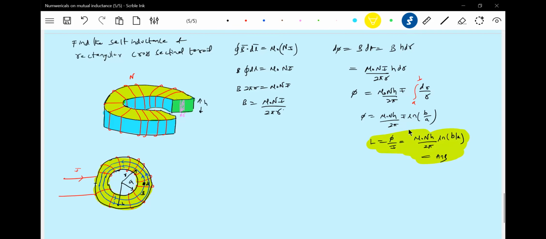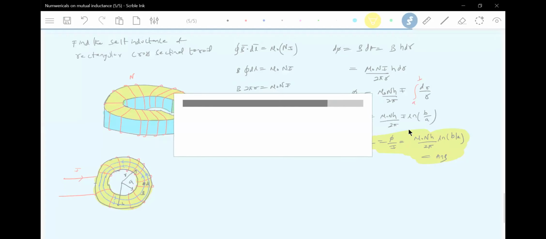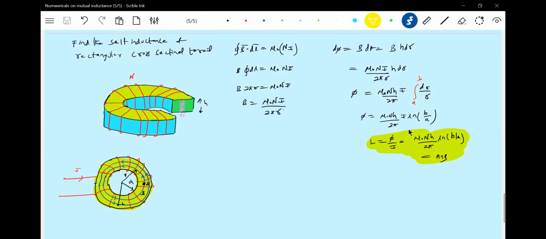Now we'll go to some numericals on mutual inductance. Once again, we'll go back. There are plenty of different ideas which I wanted to share. This will be very useful for you in the exam. What I'm going to discuss are the mutual inductance ideas.